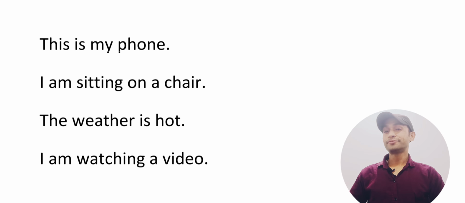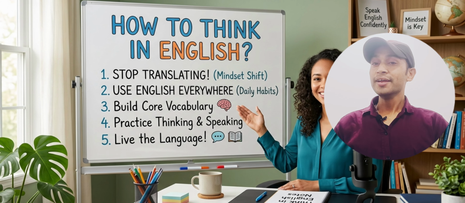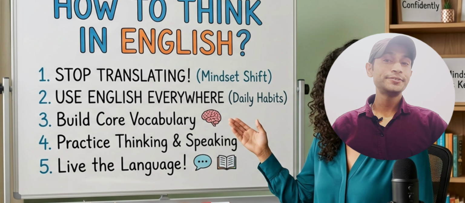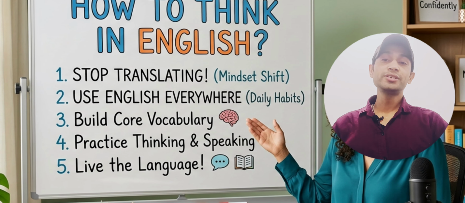For example, you can think, this is my phone. I am sitting on a chair. The weather is hot. I am watching a video. These sentences may look very simple, but they are extremely powerful because they train your brain to create thoughts directly in English. You can also practice this during your daily routine.